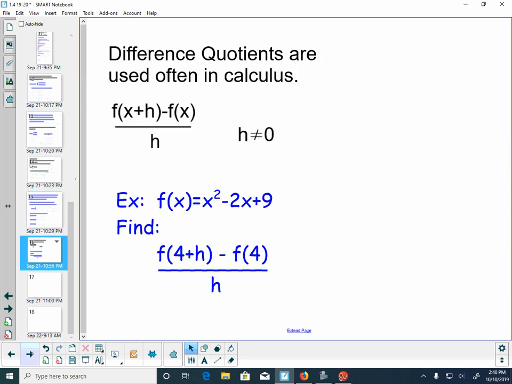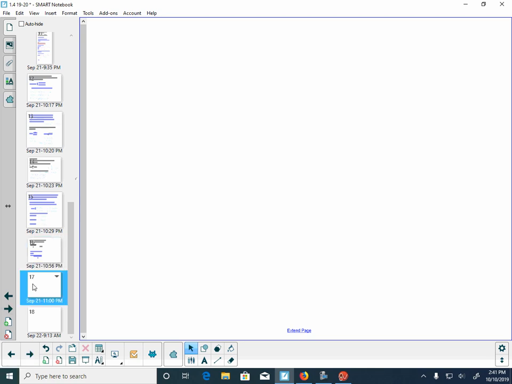All right, let's take a look at difference quotients. Difference quotients are used in calculus, and actually I think this would be a good spot to stop. So this is really our last page, so I'm going to make a little video about difference quotients for you to look at as part of your homework, because that is our last page of our notes.